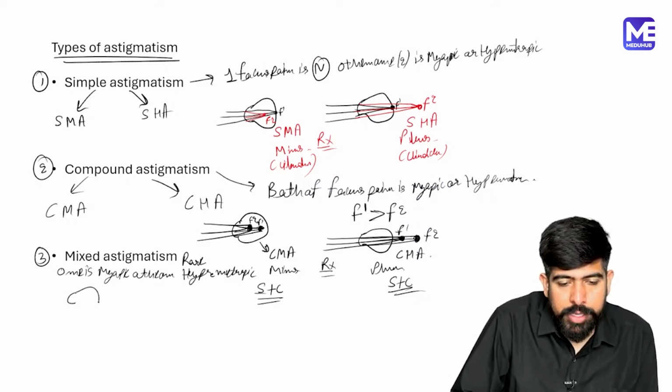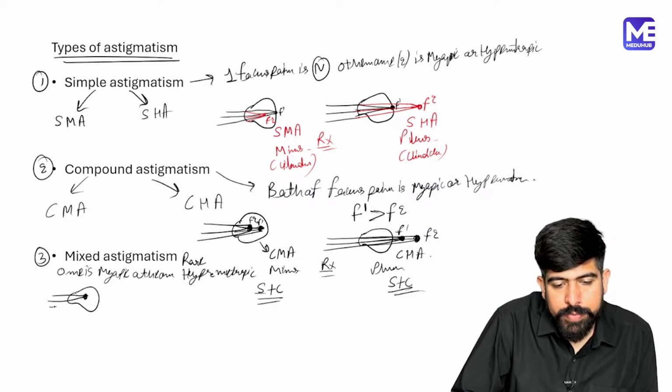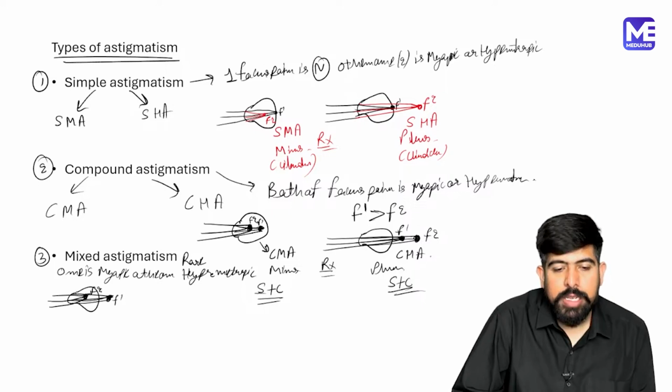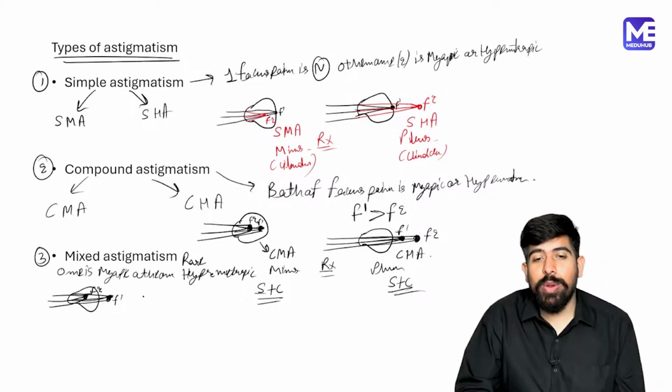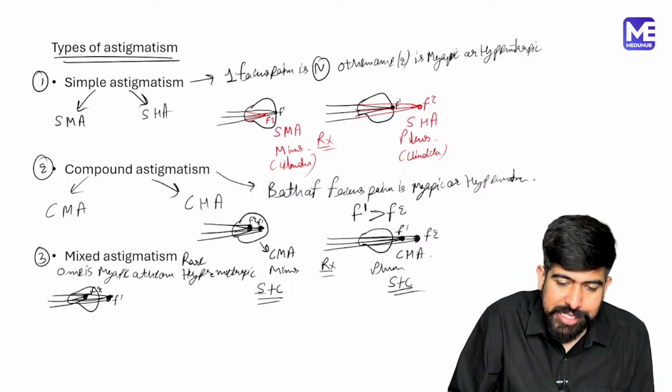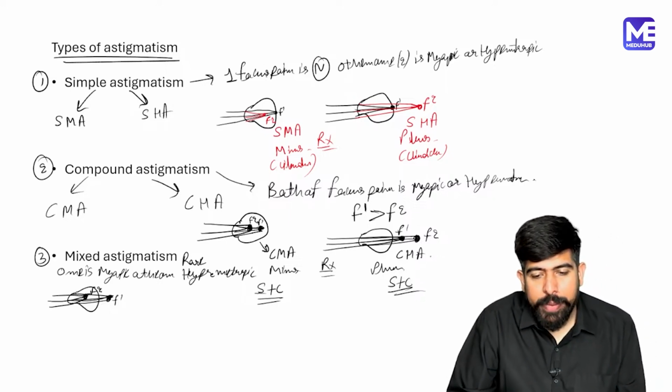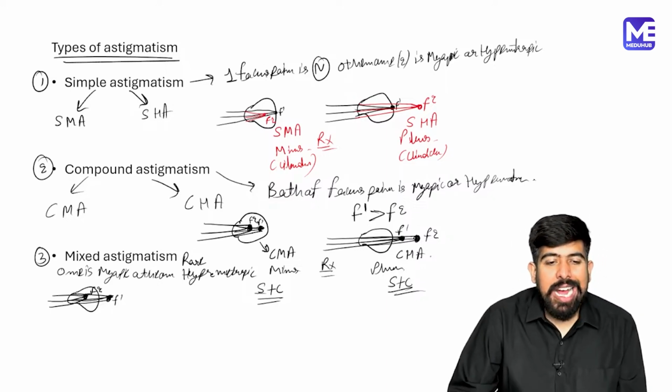You can see up here that this is the patient. One focus point is just before the retina, and the second focus point is behind the retina. F1 and F2, right? So one focus point is in myopia and the second focus point is in hypermetropia.